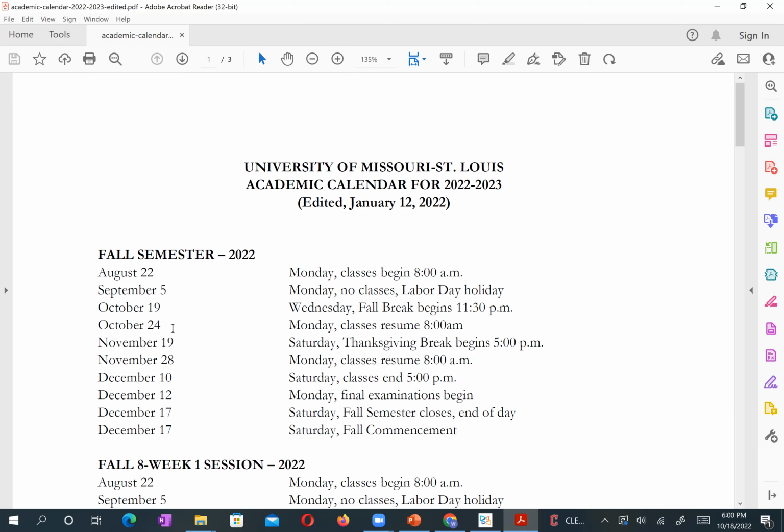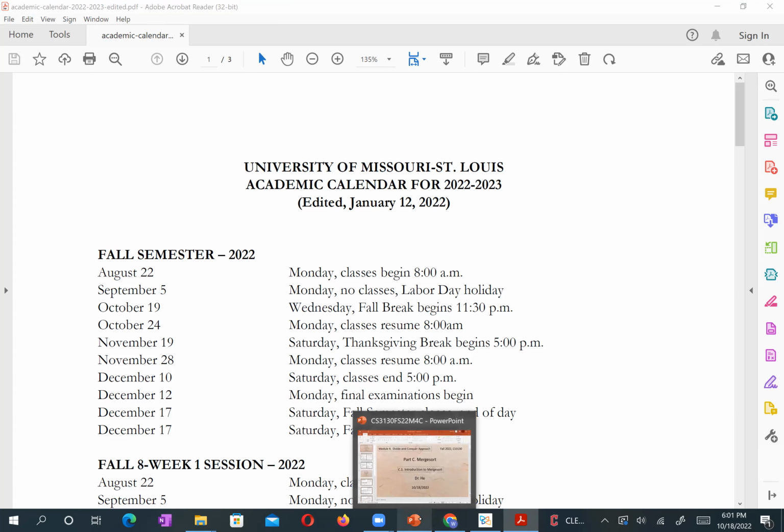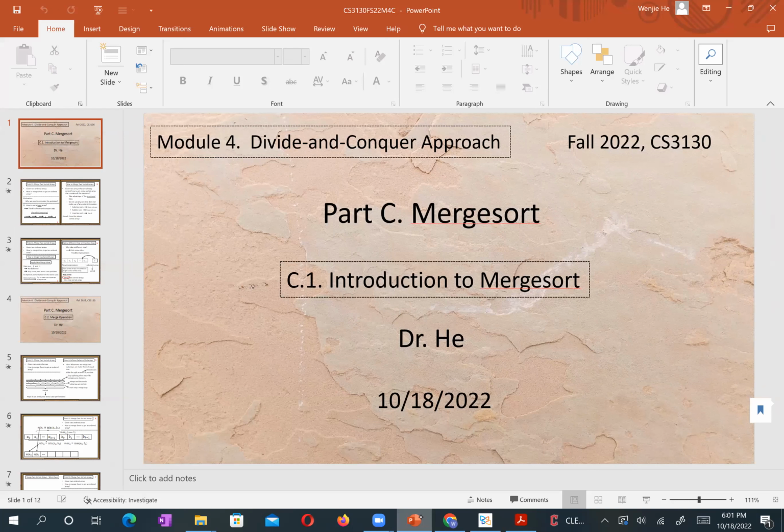Yeah, because based on this calendar. All right, so let's start a new lecture. Similar to our spring break, in which the whole week we do not have classes, fall break is shorter than spring break, but still it is a break time, right?